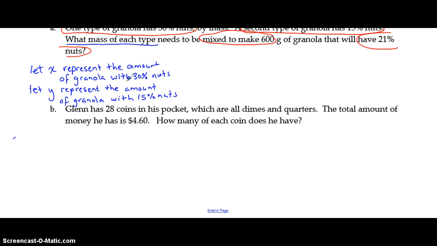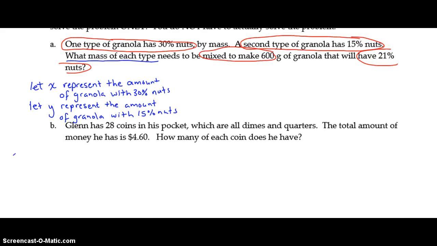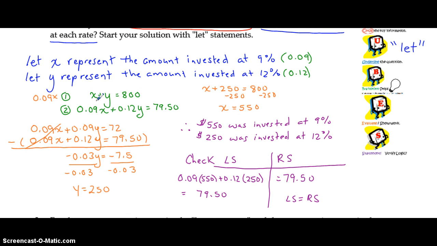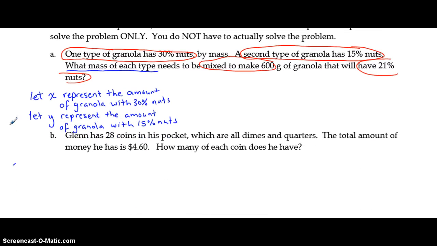Alright, this is what your let statements should look like. Let x represent the amount of granola with 30% nuts. Let y represent the amount of granola with 15% nuts. Now it's time to make your two equations. Remember, the first equation always starts x plus y equals the total amount. And the second equation brings in your percentages. So 9% of the first quantity plus 12% of the second quantity made the third quantity. So pause the video, try your two equations, then press play again.